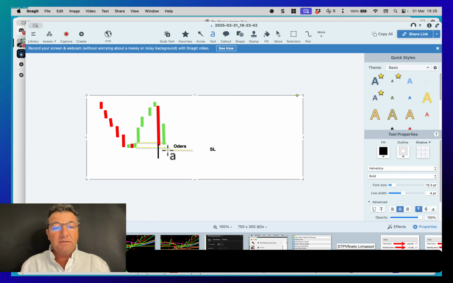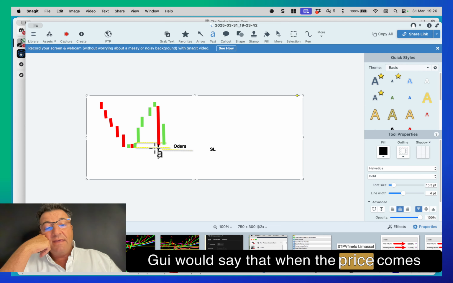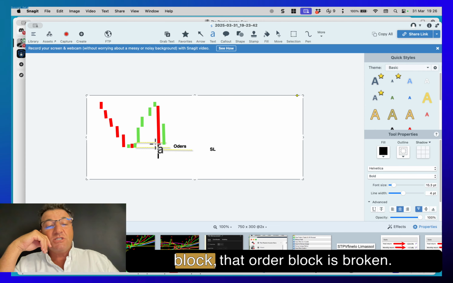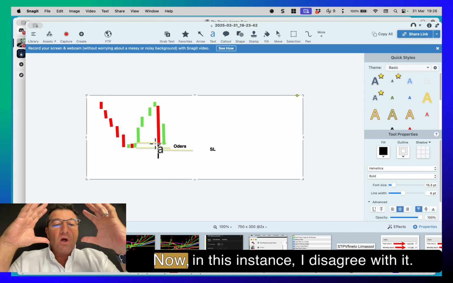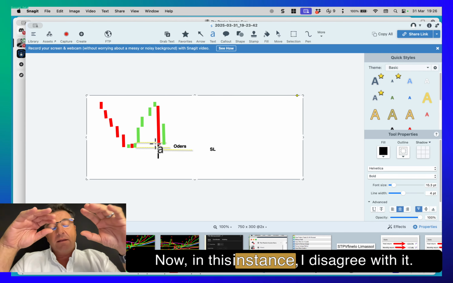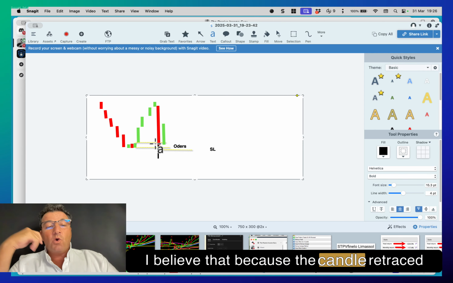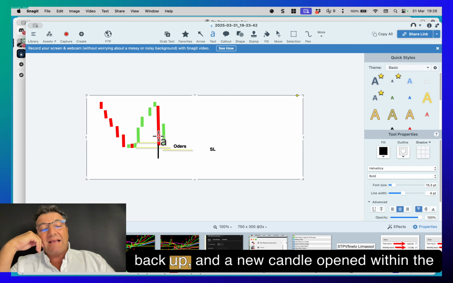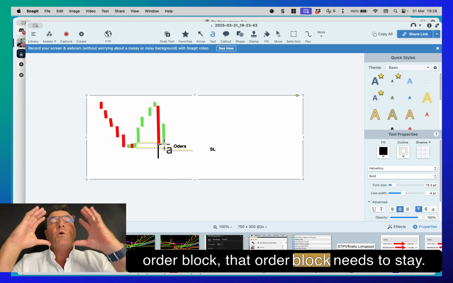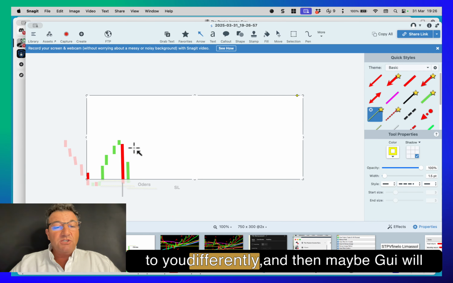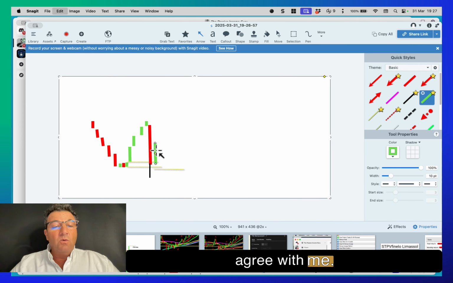All right. So now Guy would say that when the price comes into the order block, as it touches the order block, that order block is broken. Now, in this instance, I disagree with it. I believe that because the candle retraced back up and a new candle opened within the order block, that order block needs to stay. Let me do another scenario and I'll explain it to you differently, and then maybe Guy will agree with me. Okay.